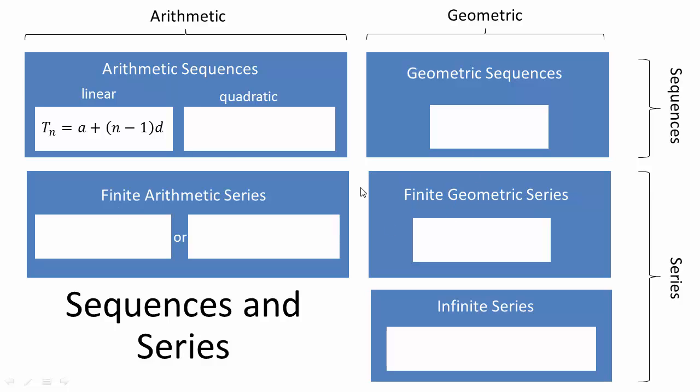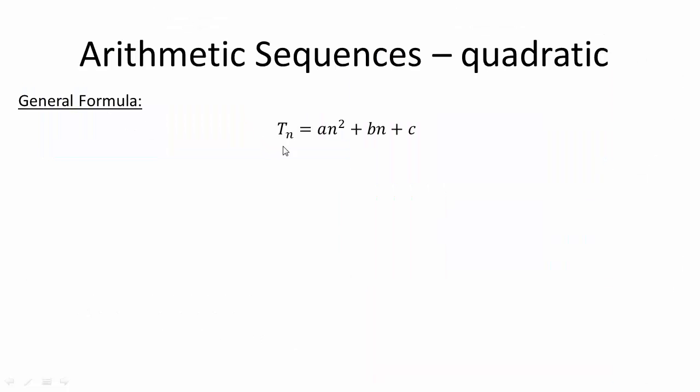Okay, now we're going to be doing arithmetic sequences of the quadratic type. By the end of this, we're going to have filled in an equation in this block here. In fact, I'm going to start off right away by telling you what that equation is. For the arithmetic sequences of the quadratic type, we're going to have the general formula of Tn is equal to an squared plus bn plus c. Right? Let's now go ahead and prove that this works.